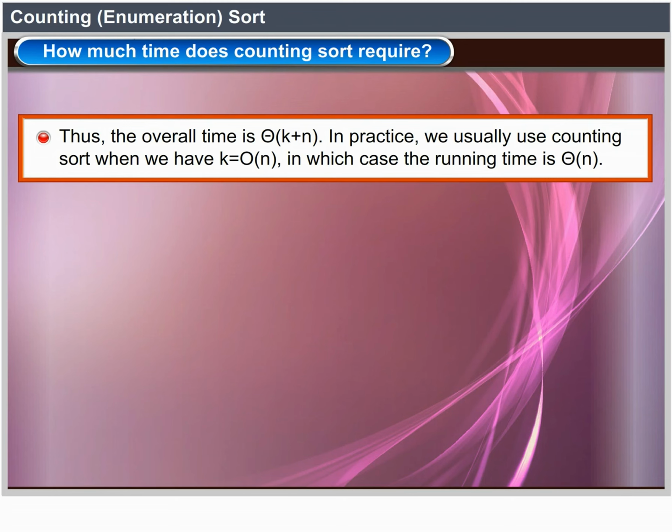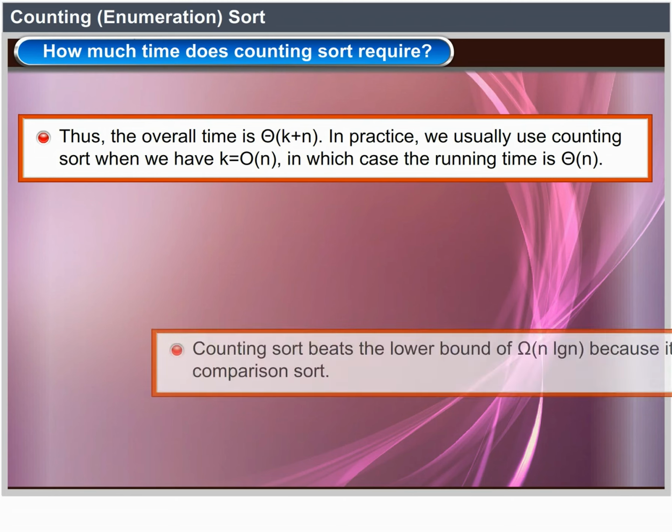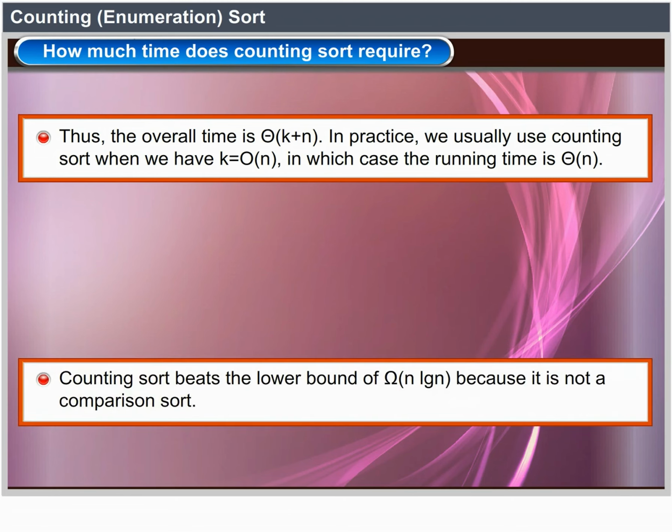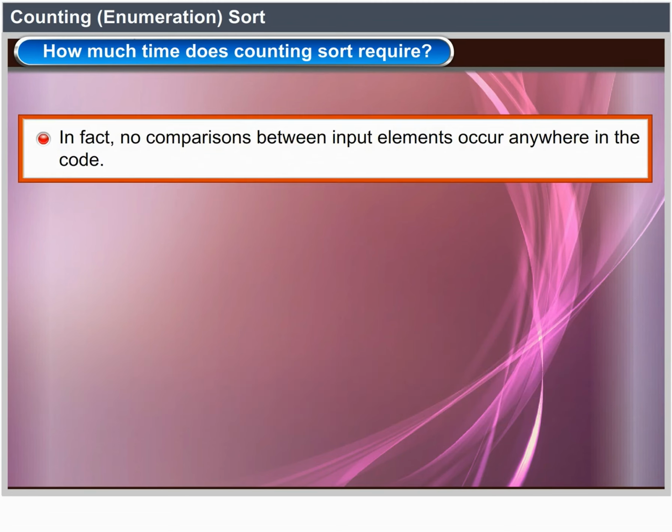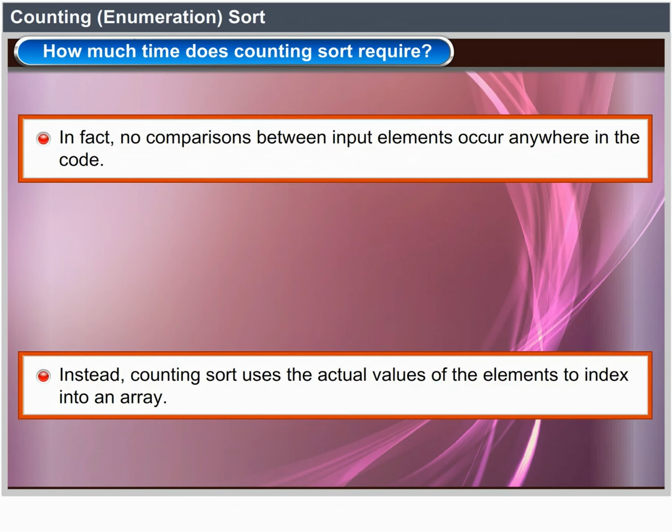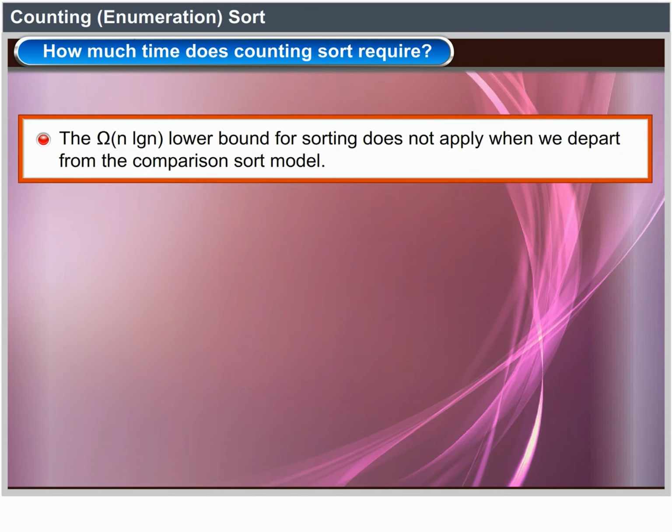Counting sort beats the lower bound of Ω(n log n) because it is not a comparison sort. In fact, no comparisons between input elements occur anywhere in the code. Instead, counting sort uses the actual values of the elements to index into an array. The Ω(n log n) lower bound for sorting does not apply when we depart from the comparison sort model. An important property of counting sort is that it is stable.